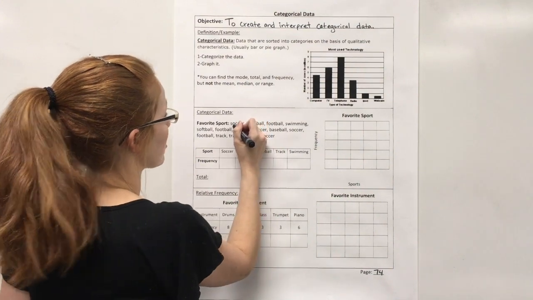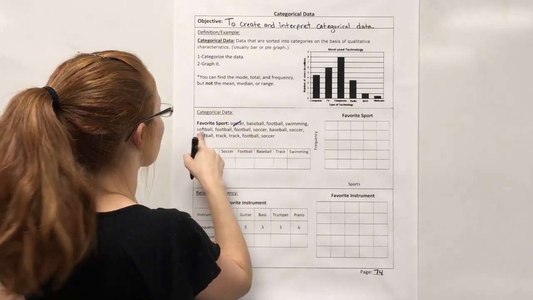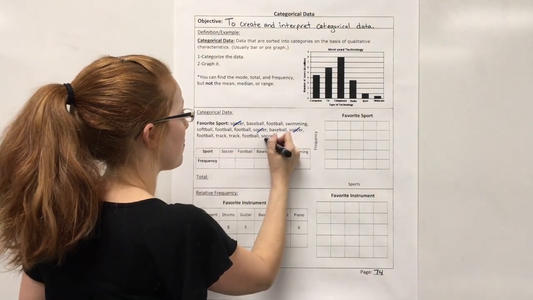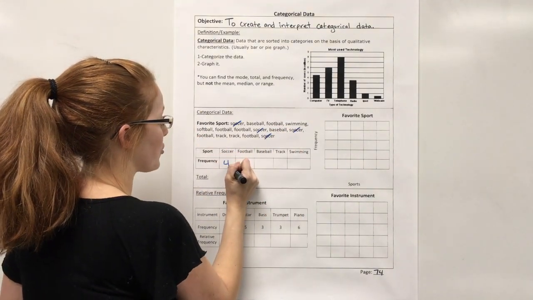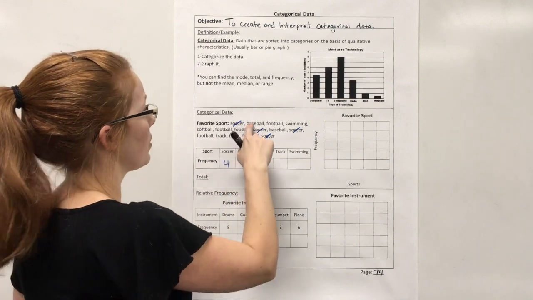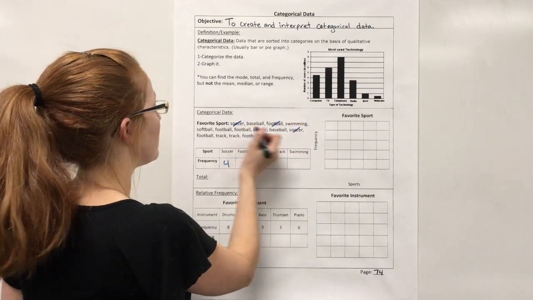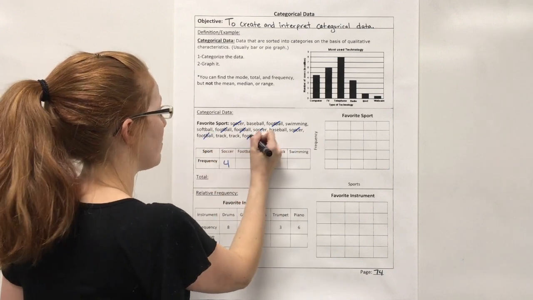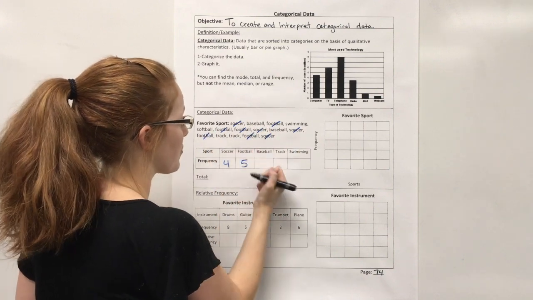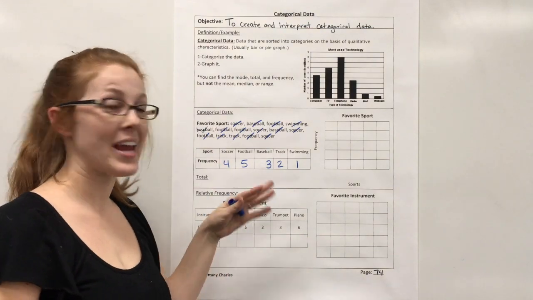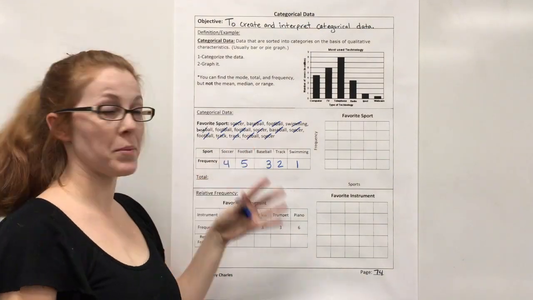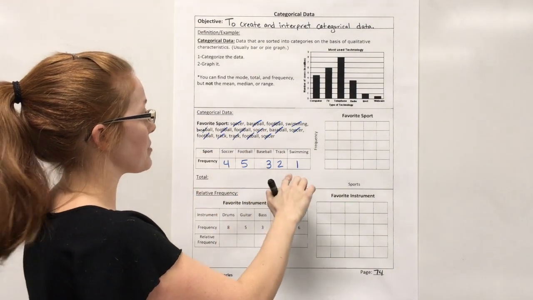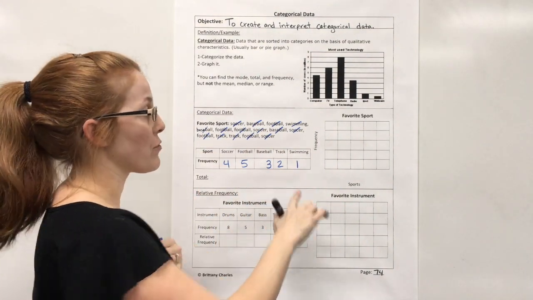So I have soccer 1, 2, 3, 4. So 4 people chose soccer. Football 1, 2, 3, 4, 5. 5 people for football. All right, so I went through and counted how many of each sport people had chosen, and I had 4 soccer, 5 football, 3 for baseball, 2 for track, and 1 for swimming.